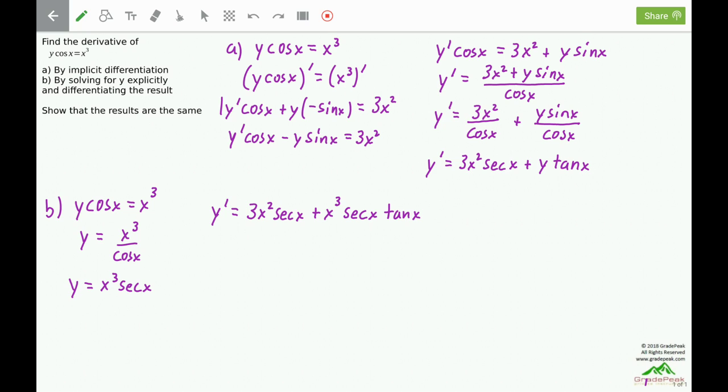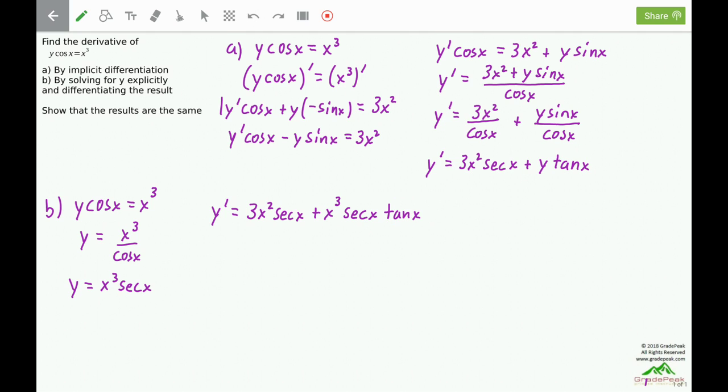We need to show that the result in part B matches the result in part A. Right now they look very similar, but not quite the same. The first term is identical, so we do not need to change that at all. The second term is where there's a little difference. We have a tangent of x in both of them, but this one has a y and this one has the x cubed secant of x. We need to see if we can make that look the same.